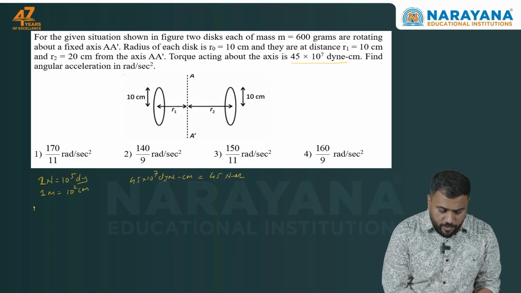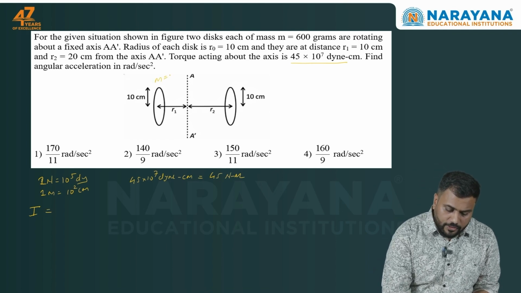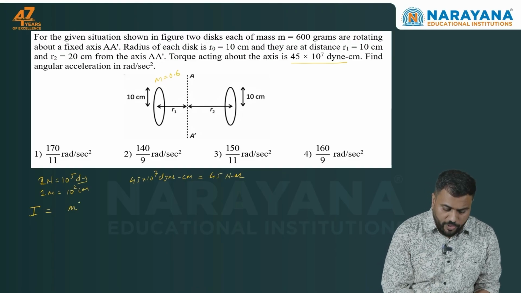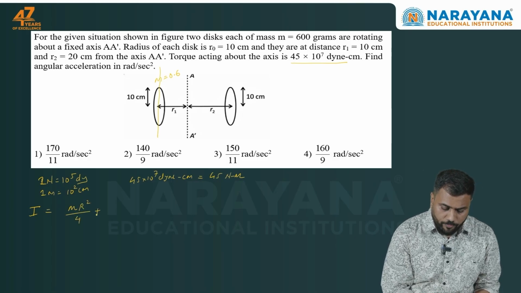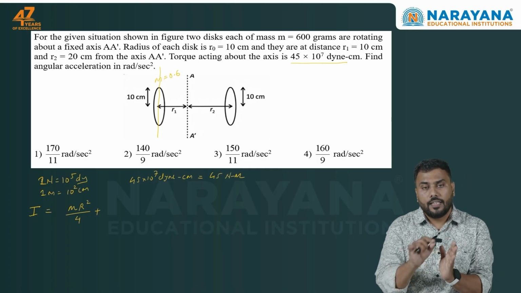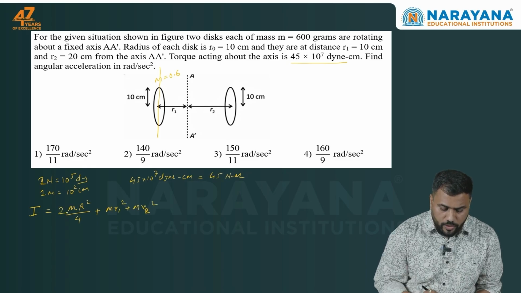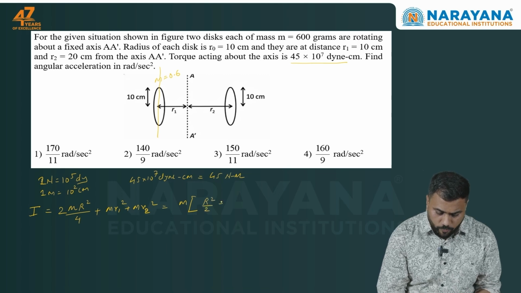Now I will calculate the moment of inertia of the system about the given axis. Each disc has a mass of 600 gram, that is 0.6 kg. I am calling that mass m. The moment of inertia of a disc about its own axis is going to be mr square over 4. Plus, for each disc there is some distance from the axis, so I have to add mr1 square plus mr2 square by the parallel axis theorem, and there are 2 discs, so I need to multiply by 2 here. If I take m common, the expression inside is r square by 2 plus r1 square plus r2 square.